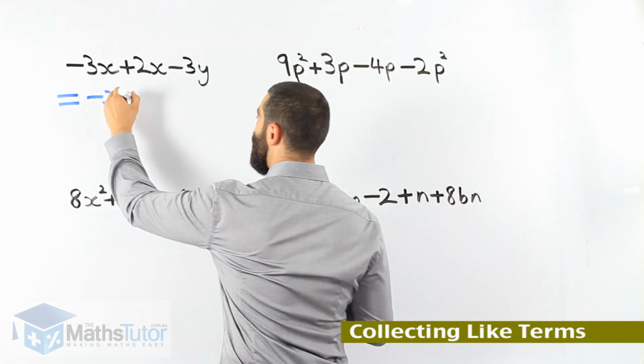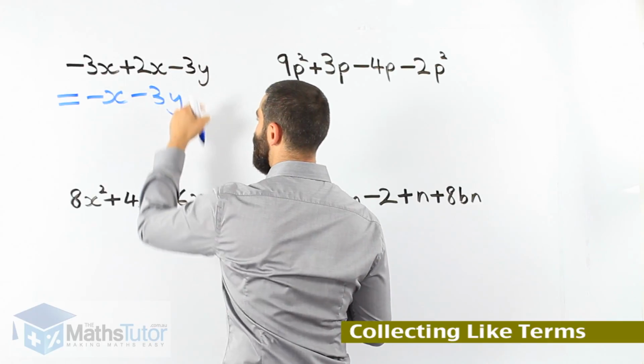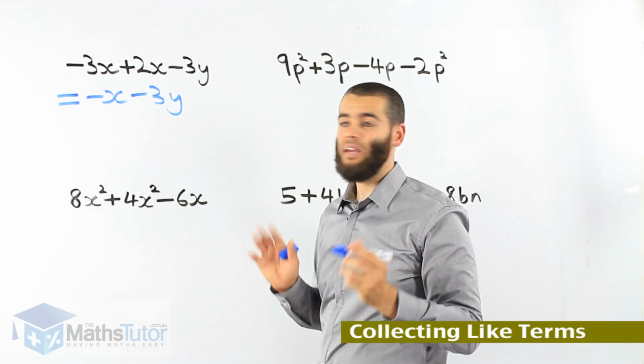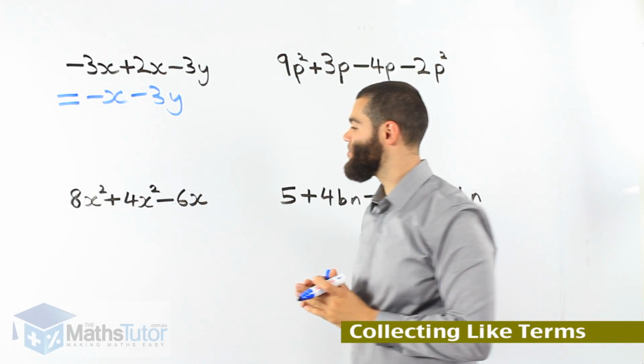And then minus 3y. It doesn't have any like terms. So negative 3x plus 2x is negative x. Minus 3y is our final solution for that one.